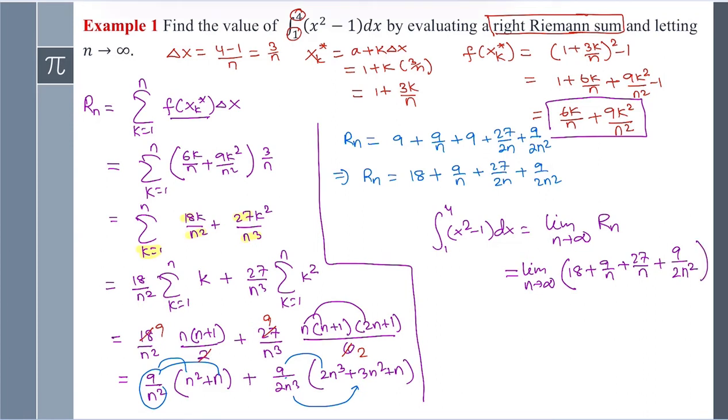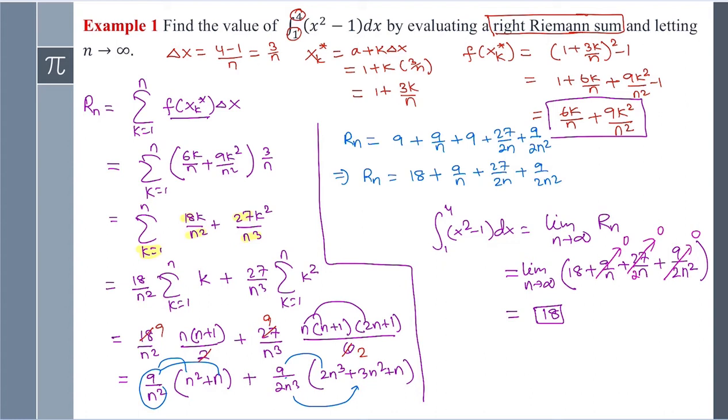Now when we take this limit as n approaches infinity, 9 over n approaches 0, because it is 9 divided by a very large number. Similarly, 27 over 2n goes to 0, and 9 over 2n squared also goes to 0. So which basically means this integral equals 18. In other words, the net area under the curve of x squared minus 1 is 18, or the definite integral of x squared minus 1 from 1 to 4 is 18.